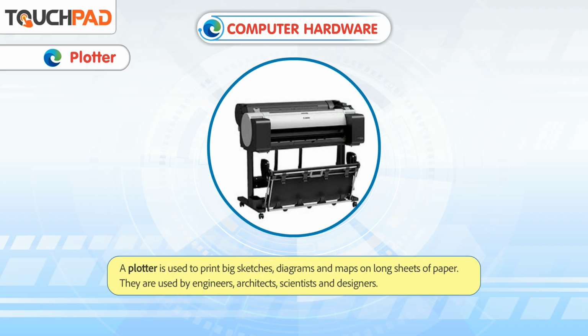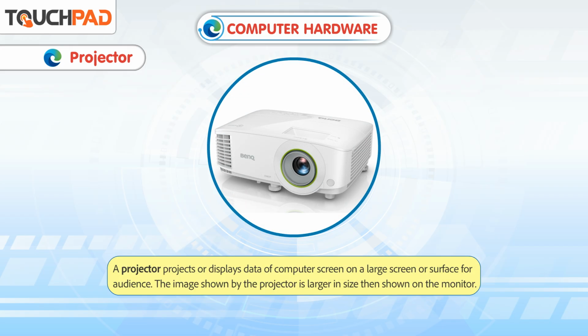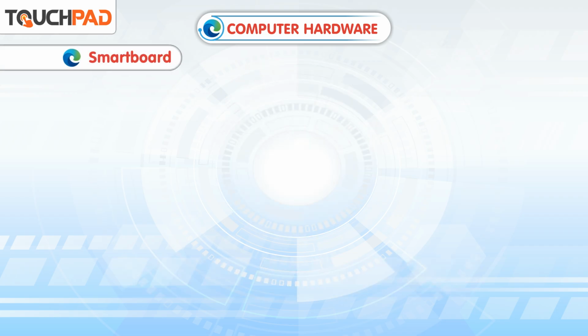Plotter. A plotter is used to print big sketches, diagrams and maps on long sheets of paper. They are used by engineers, architects, scientists and designers. Projector. A projector projects or displays data of computer screen on a large screen or surface for audience. The image shown by the projector is larger in size than shown on the monitor.